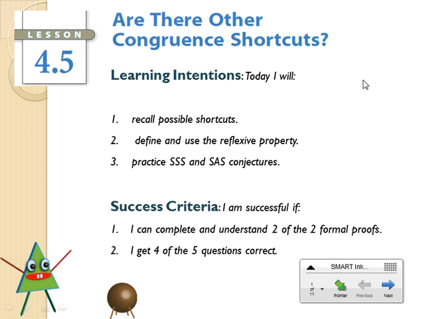By the end of the video, you should be able to complete and understand 2 of the 2 formal proofs that we're going to do. And I'm going to ask 5 questions at the end, and you should be able to get 4 out of the 5 questions correct. If you're still having problems with that, maybe you want to ask me for some extra help, try some of those old problems, or go back in your book and try some of those also.